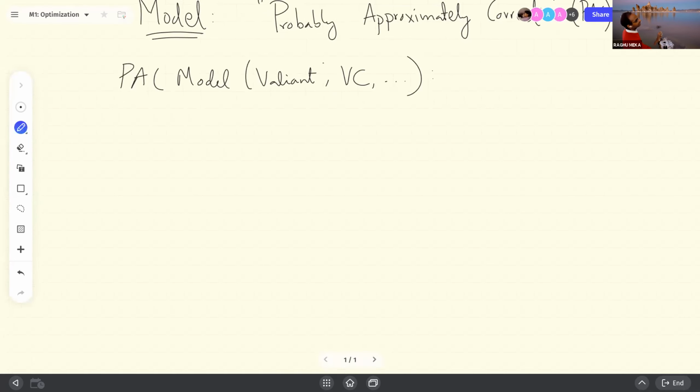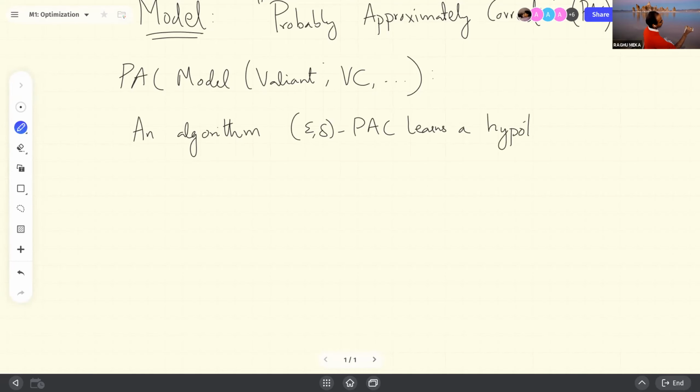And the PAC model is as follows. We'll say that an algorithm epsilon comma delta PAC learns a hypothesis class. So we have this epsilon, which is the approximation parameter. Delta is the probability parameter, and our hypothesis class, which is our assumption on where the labels are coming from.